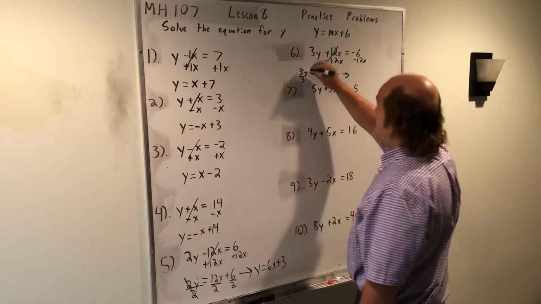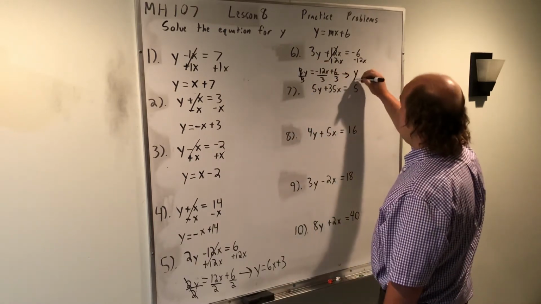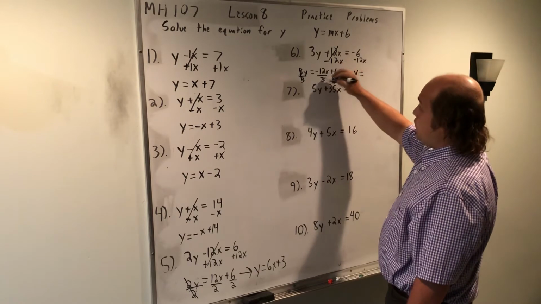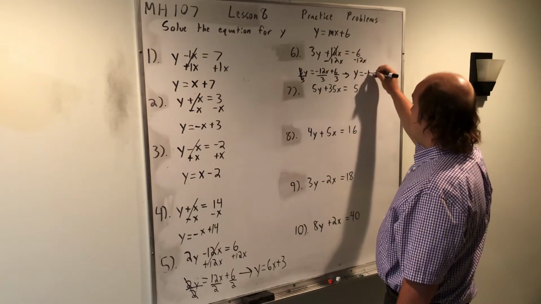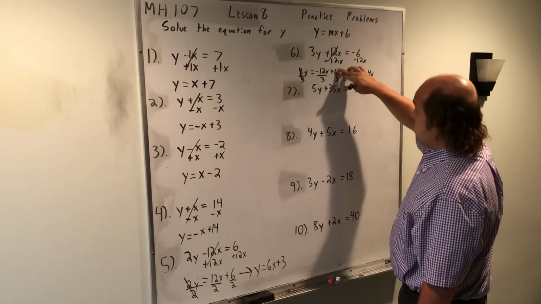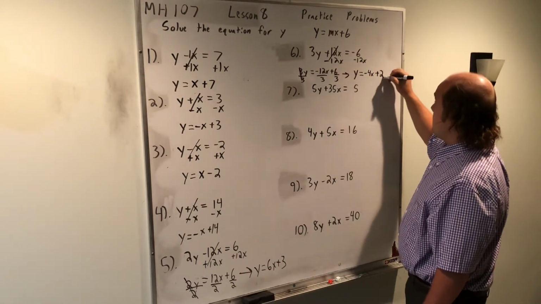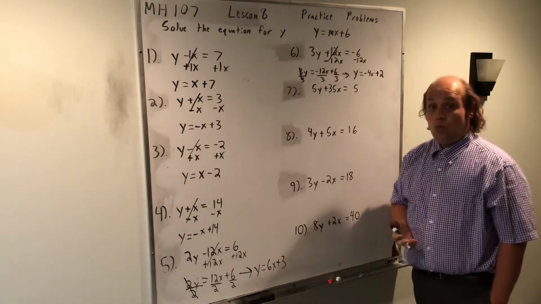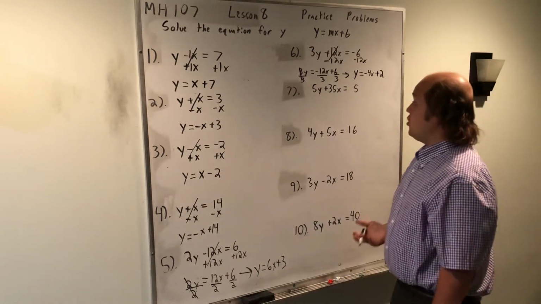I do that to each of the other terms. This equation now becomes 3 divided by 3, leaves me with just 1y. Negative 12 divided by a positive 3 gives me negative 4 for the x term. That x stays. Then a 6 divided by 3 gives me positive 2. So I get a final answer, y equals negative 4x plus 2.